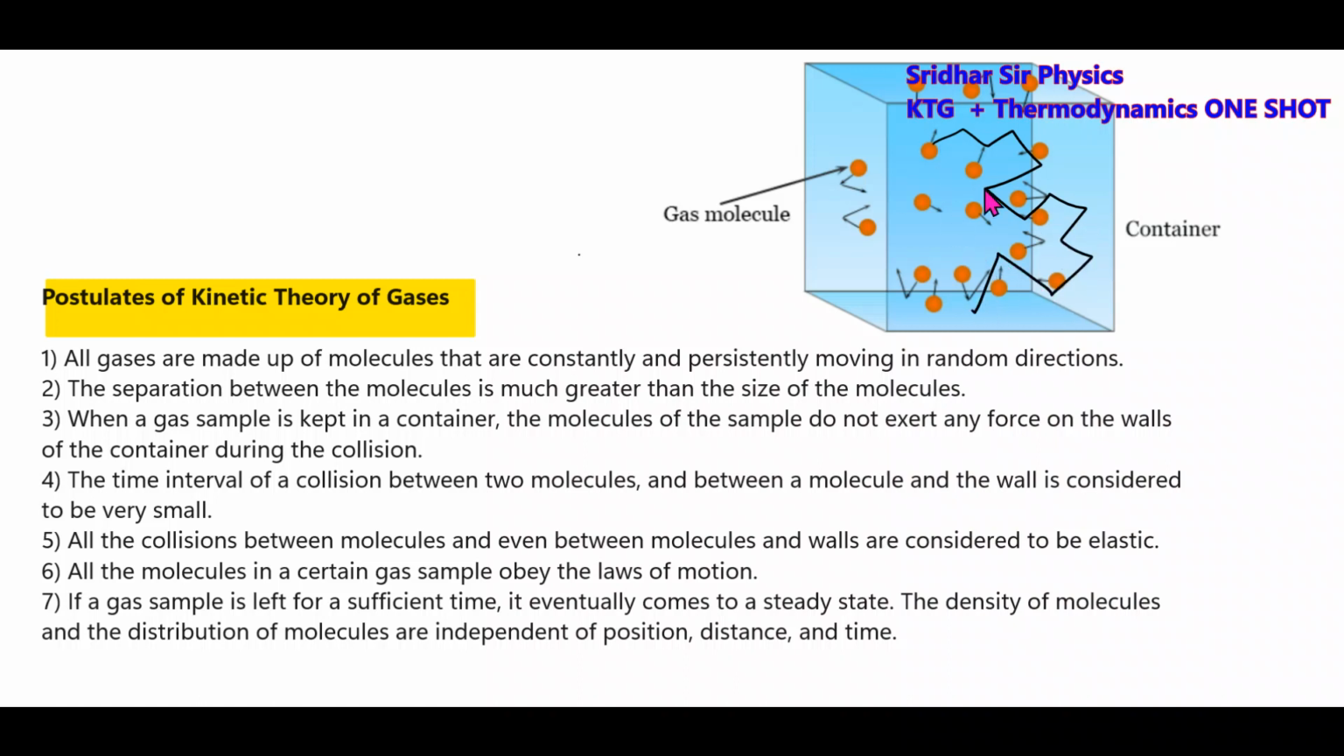Why do they follow a zigzag path like this? They will be colliding. This random motion is due to collisions between adjacent molecules and the walls of the container. So all gases are made up of molecules that are constantly and persistently moving in random directions, and they move at different speeds.